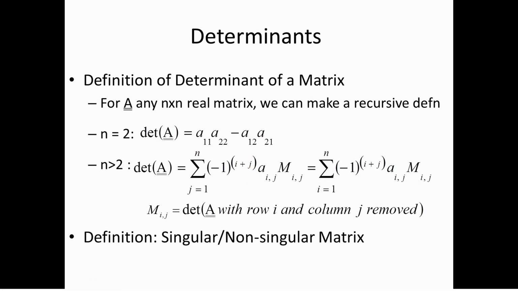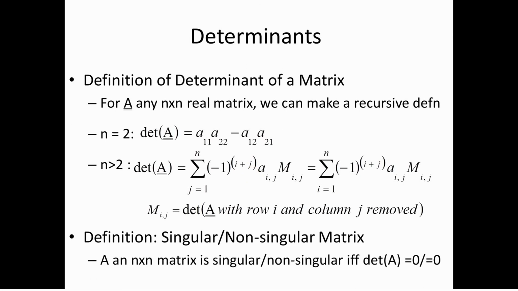Now we define a singular and non-singular matrix as basically being a matrix whose determinant is 0 or not equal to 0. And I'm sorry, for this last should be not equal to 0, okay? So singular means the determinant of the matrix is 0, non-singular means that it's not, okay?